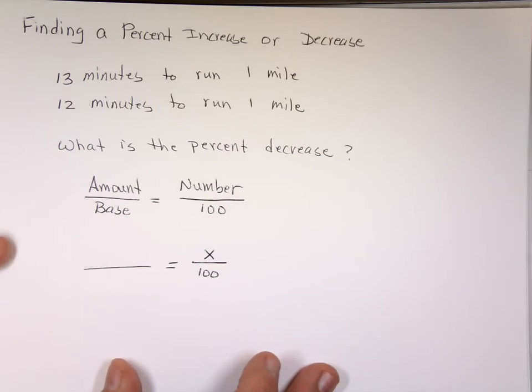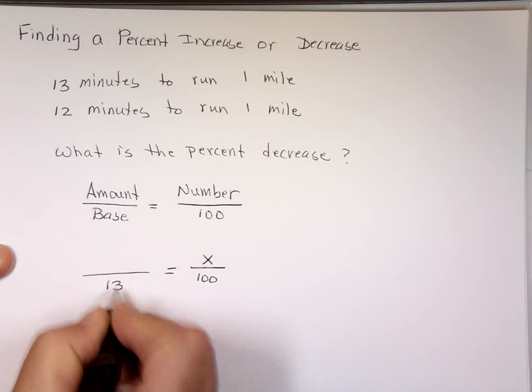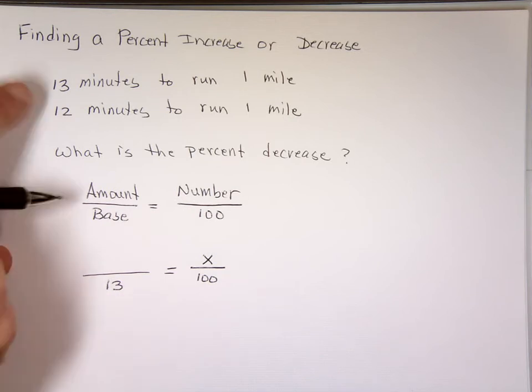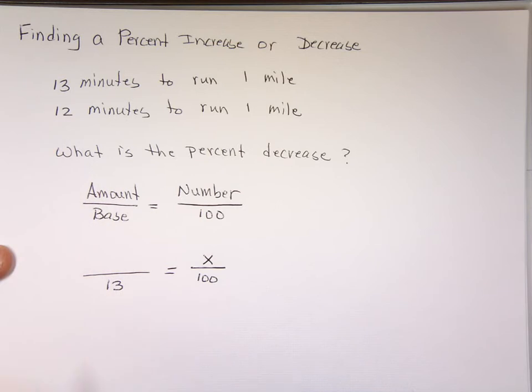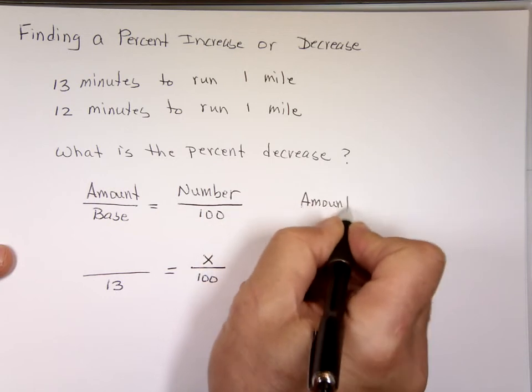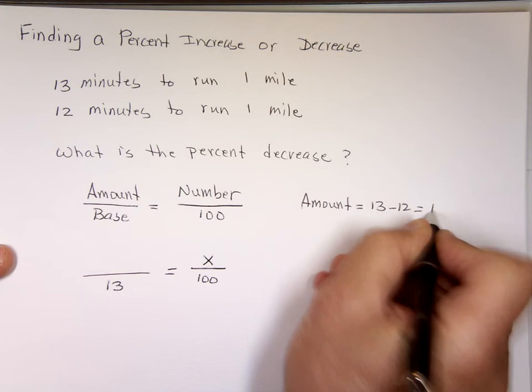So I need to know what is the base and what's the amount. The base is actually what you started with. The base is 13. Omar said the amount is 1. Why 1? 13 minus 12. You decreased your time by how much? By 1 minute. So the amount is equal to 13 minus 12, which is 1.